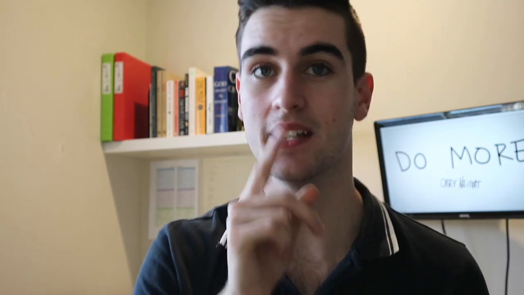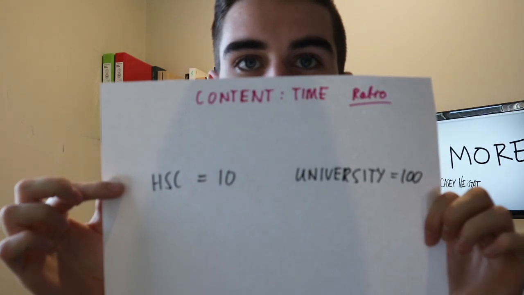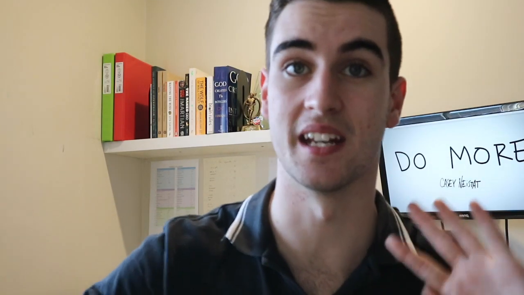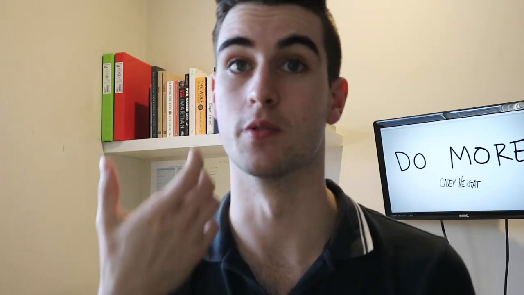The trade-off for that is the workload. In a content to time ratio, the HSC would be somewhere around 10, whereas university would be somewhere around 100. And what do I mean by that? What I mean is that you have lots and lots of content for the HSC, but you do have about a year or 3 terms or whatever to learn it. For university, you're pretty much doing double that content in a quarter of the time, which makes it very difficult and can feel like you have lots and lots of stuff to learn.